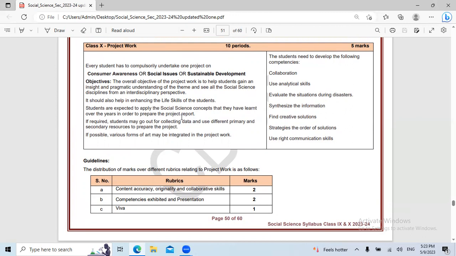Students are expected to apply the social science concepts that they have learned over the years in order to prepare the project report. If required, students may go out for collecting data and use different primary and secondary resources to prepare the project. If possible, various forms of art may be integrated in the project. The students need to develop the following competencies: collaboration, use analytical skills, evaluate the situation during disasters, synthesize the information, find creative solutions and strategies, and use right communication skills.